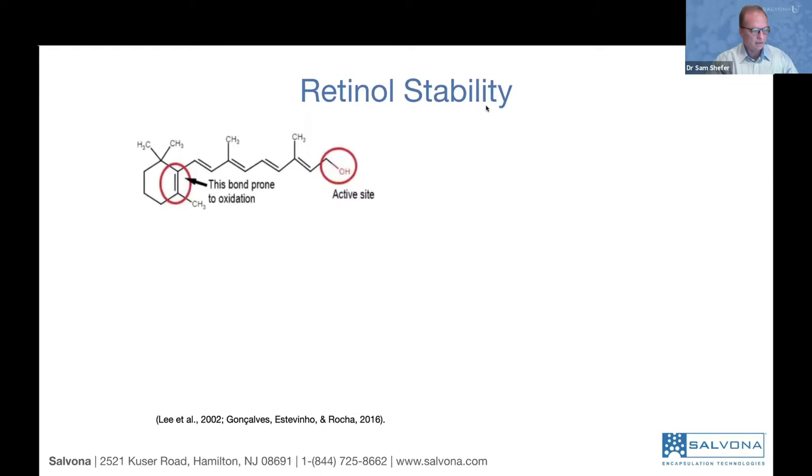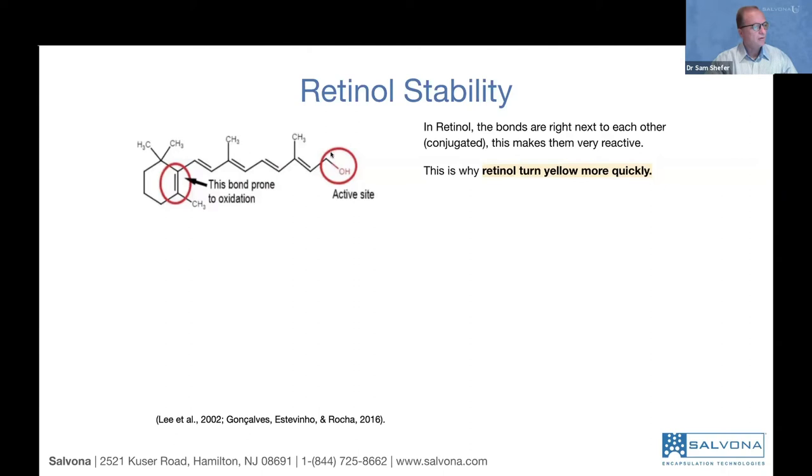This is the molecular structure of retinol. What do you see here? You see that we have conjugated double bonds, which means we have a double bond, a single bond, a double bond. So yes and no, double bond, which makes this molecule very sensitive and easily oxidized. So this is the structure of retinol. Now, why is retinol becoming yellow so fast? Because this double bond is the most reactive. When this double bond gets oxidized and reacts, it could be reacting with oxygen or with water, and then the molecule becomes yellow. This is the reason it turns yellow. Now, the question is, is it still active?